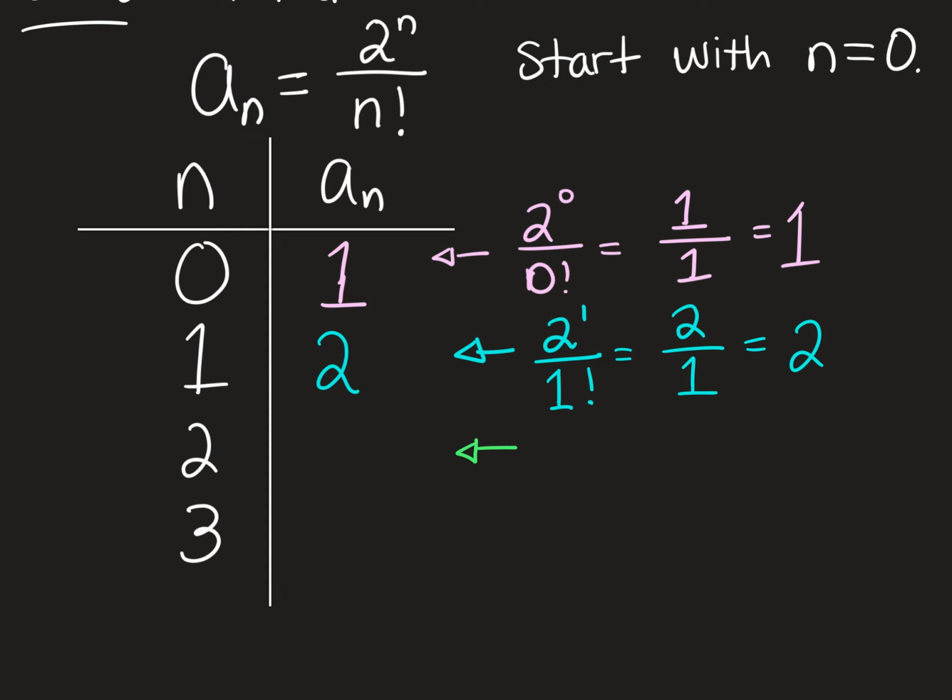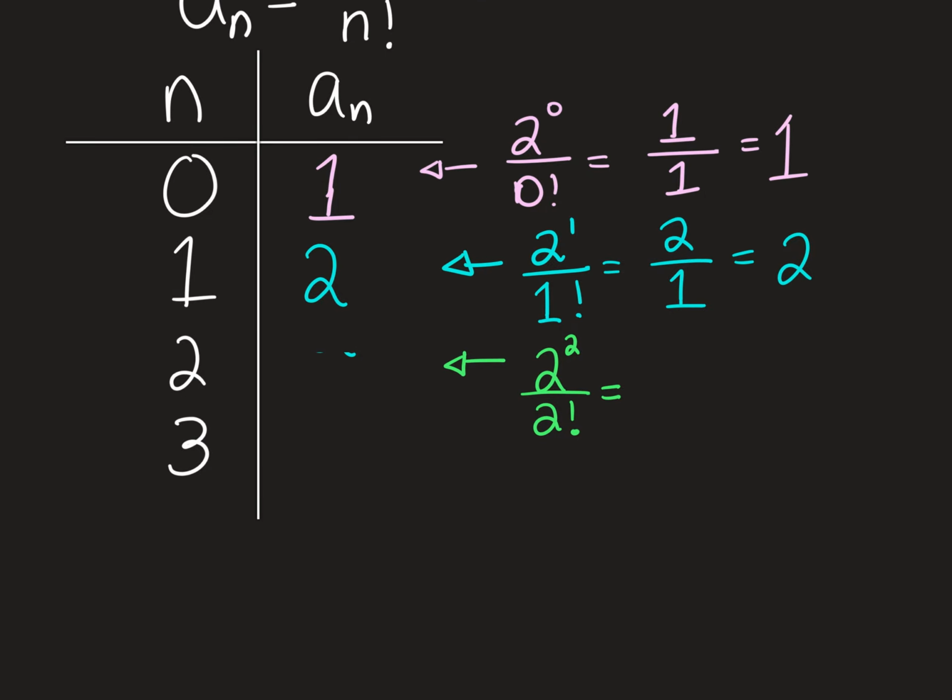Okay, term 2. Plug in 2 for n. So that's going to be 2 squared over 2 factorial. All those 2's, it's confusing my brain. What is 2 squared? So that's 4 over 2 factorial, which is 2, and we get 2. We'll do one more, and then we'll stop here. I just want us to get used to this idea of how to use a factorial in a sequence.